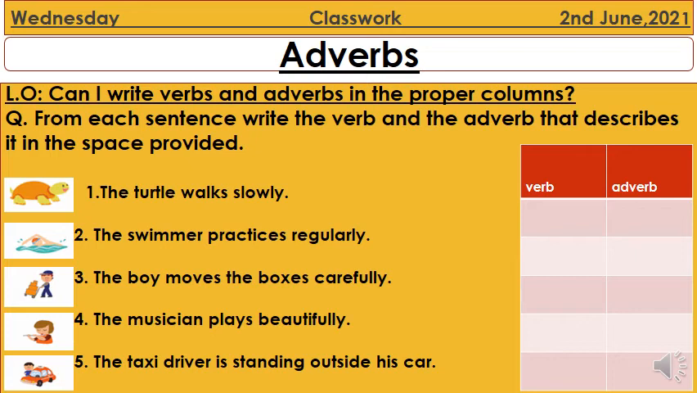So here are some sentences for you, and what you are going to do after reading the sentences carefully, you are going to pick up the verb in the sentence and the adverb. And then you will write it in the columns properly. So what you will do? You will pick up the verb and the adverb that describes the verb from the given sentences, and you will write separately in proper columns.